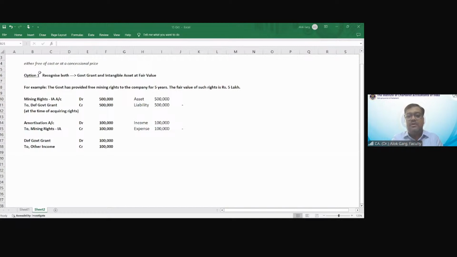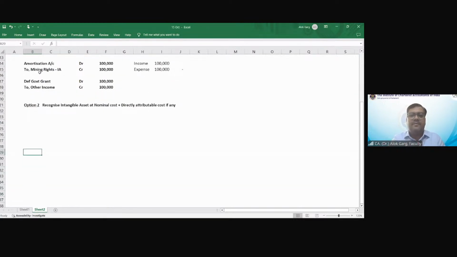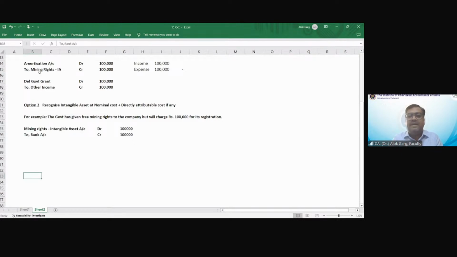Option number 2, recognize intangible asset at nominal cost plus directly attributable cost. For example, the government has given free mining right to the company, but will charge rupees 1 lakh for its registration. In that case, what is the accounting entry? Mining right to bank account, 1 lakh rupee, simple.